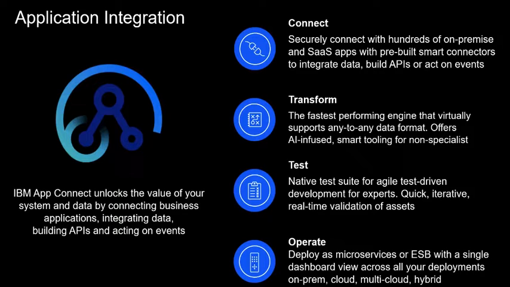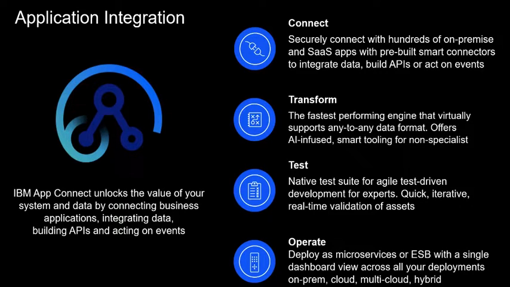Then comes your test. IBM App Connect offers native test suites so that the developer can validate the integration configurations on which they are working in real time. The clients can quickly iterate through various configurations throughout the development life cycle.